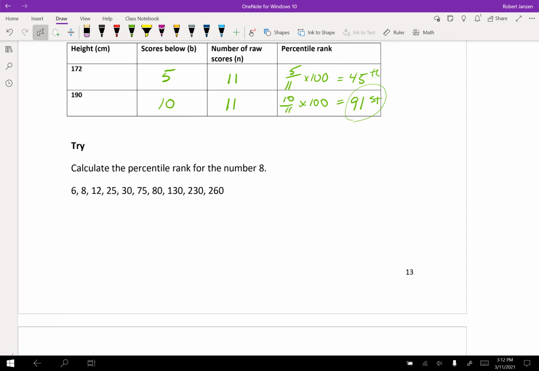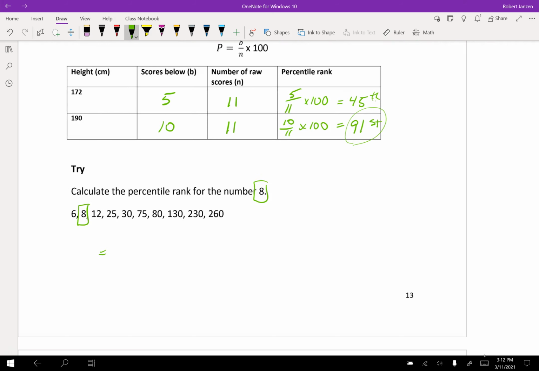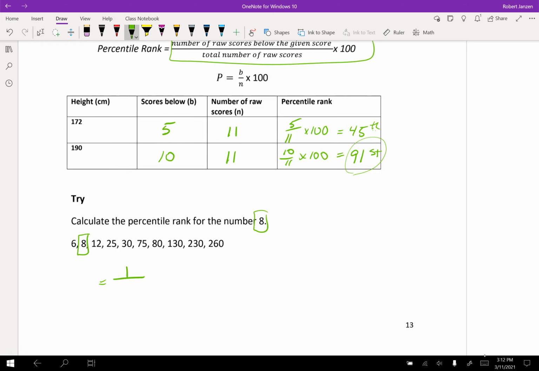So let's try this one. Calculate the percentile rank for the number 8. Okay, so they're in order already. So how do you do this? How do you find the percentile rank for 8? Well, if you look at the formula here, maybe this should go in your cheat sheet. It's the number of scores below 8, 1, out of how many scores are there? 1, 2, 3, 4, 5, 6, 7, 8, 9, 10. Out of 10 times 100. So this is 10th percentile. Okay?